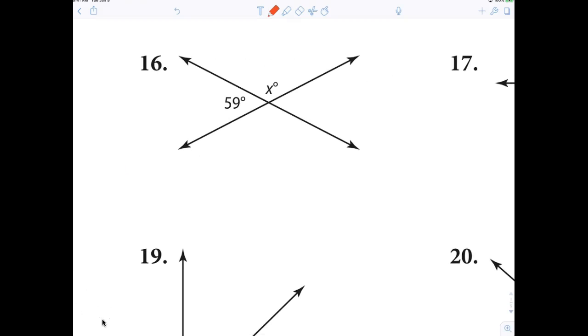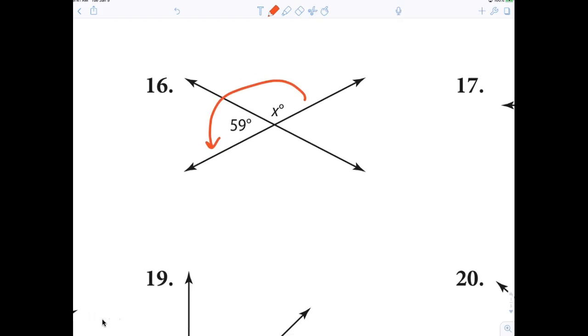16, those are trying to trick you here. These are what? Thank you, Carly. Supplementary. You said that? Oh, okay. I thought you said vertical. All right. So those are supplementary. So what is X? 31? How much? 120? What? 180 minus 59. It's 121. Oh, the girls are always right. 121 degrees. You agree with that now?